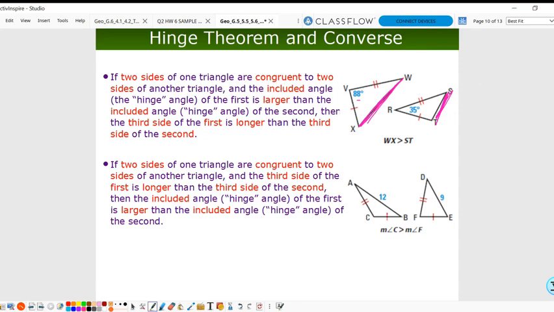The converse is also true. Let's say we are talking about two sets of congruent sides, and I give you the third side of each triangle. The third side of our first triangle is larger than the third side of our second triangle. Therefore, the angle C will be larger than the angle F.